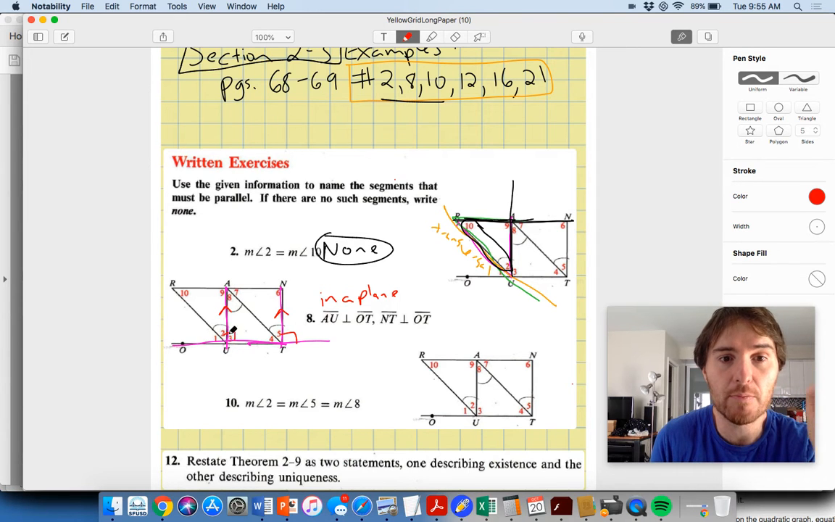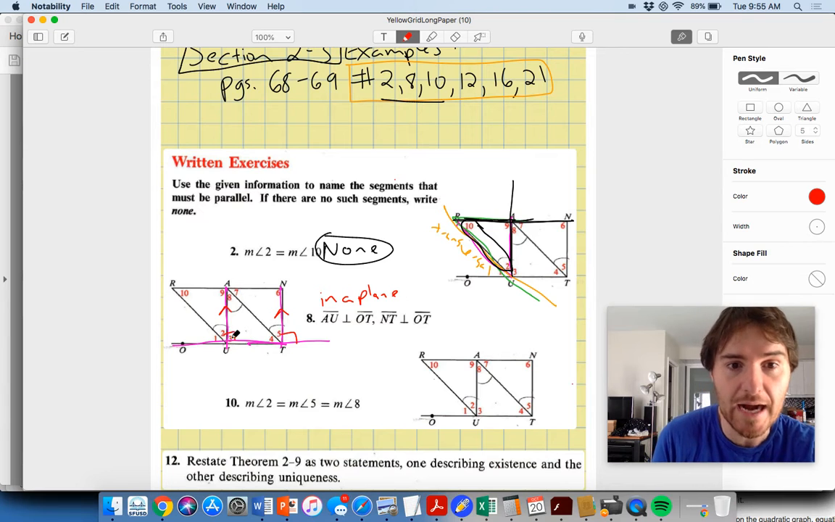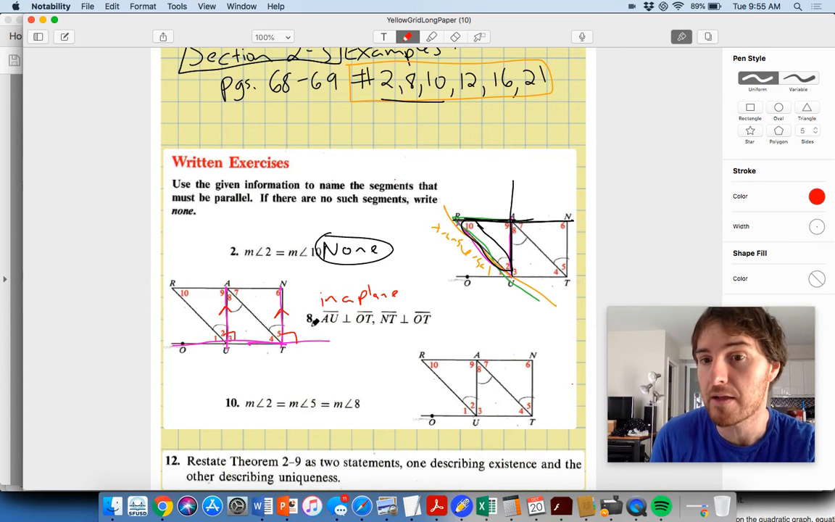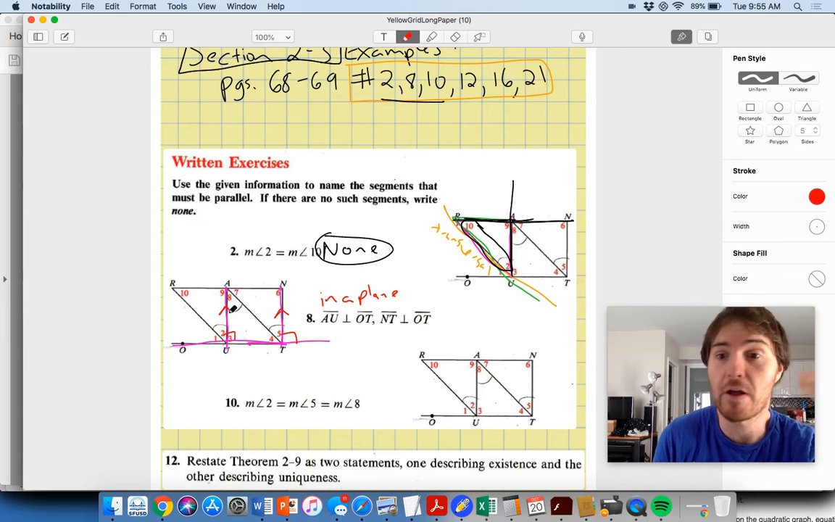AU and NT are both perpendicular to the same line. They must be parallel to each other, right? The 90 degrees here, 90 degrees here, these are corresponding angles that are congruent. They're 90 degrees each. So that would be enough to establish that the two lines are parallel to one another, the ones that are perpendicular to the same line.